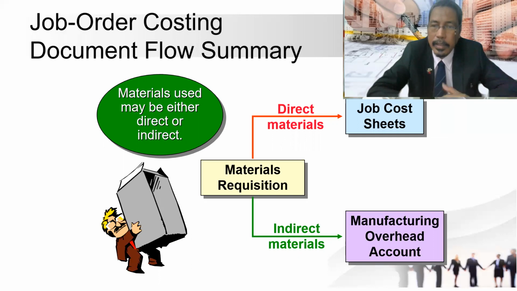So direct materials, job cost sheet. So material requisition form, okay? MRF. And you have what? For indirect materials, you have manufacturing overhead account. So account name. So there are several account names, as you know in financial accounting.